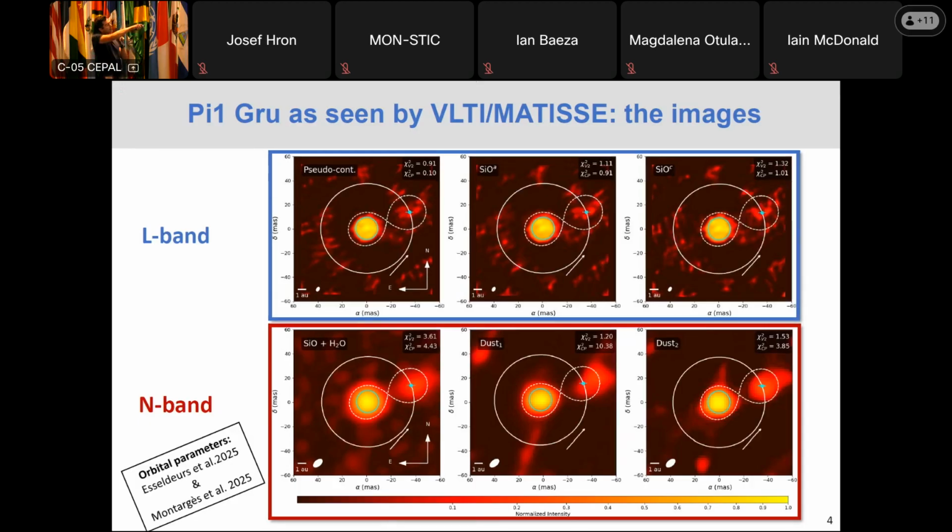And here, in full line, you have the orbit, so the path of the binary. In blue, you have the expected binary position at the time of the MATISSE observations, and the arrow shows the direction in which the binary is moving on this orbit. And in dashed lines, you have the Roche lobe of the system, of the two stars.